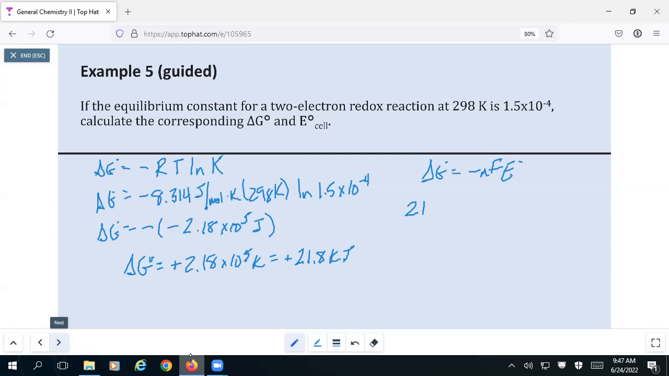So 21,800 joules is equal to negative 2 times 96,485 coulombs times E. 21,800 divided by negative 2, divided by 96,485 would give a value of negative 0.113 volts as the E cell for this process.